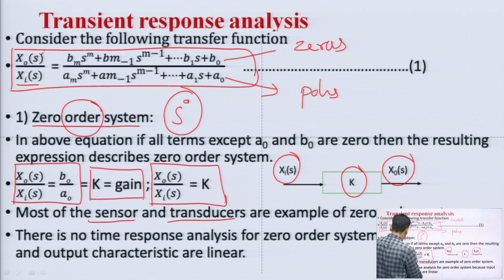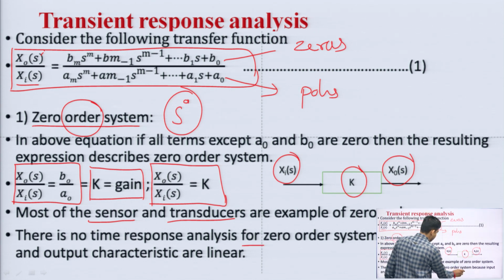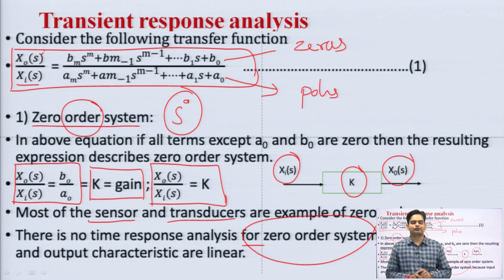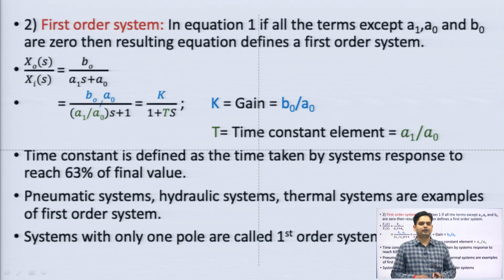So, there is no time response analysis for a zero order system, because the input and output characteristics are linear. In that case we can't perform time domain analysis for a zero order system. That is why we start our analysis from the first order system.